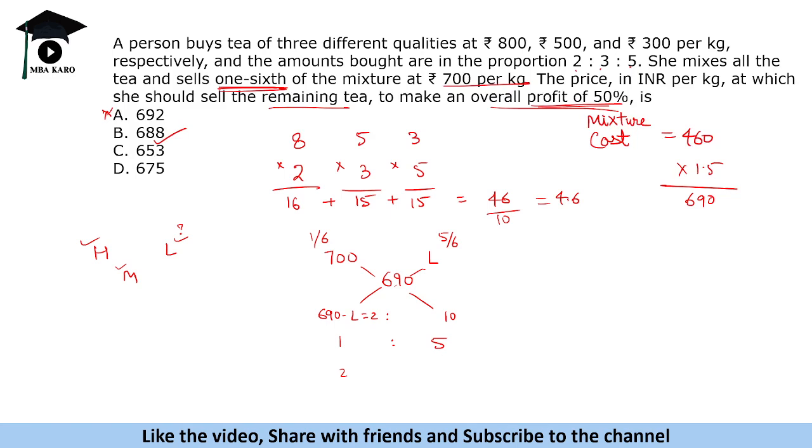So that's how we solve an allegation based question. So it was a good question, lengthy, difficult question. First of all, you need to find the price of the mixture, and then we need to apply allegation to find at what rate she should sell the remaining tea. So the answer turns out to be 688 rupees.